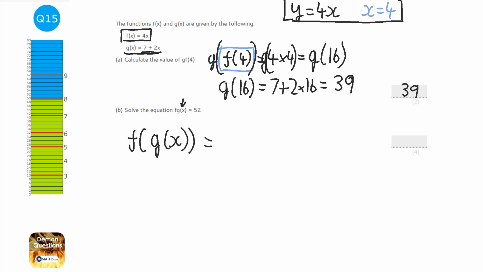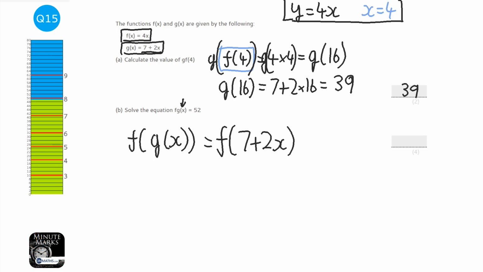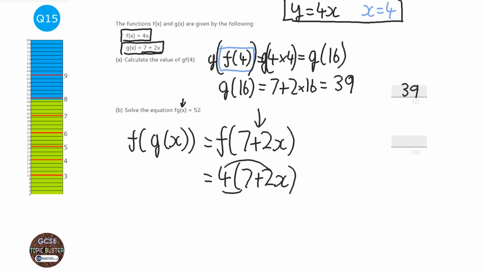Now g of x is just given to us in the question. It's this bit here. So it's going to be 7 plus 2x. Now f wants to then use that 7 plus 2x and feed it into the f of x equation. So f of x is 4 times x. We're feeding in the 7 plus 2x, so it's going to be 4 times (7 plus 2x). Then we can expand that a little bit. So 4 times 7 is 28, plus 4 times 2 is 8x.